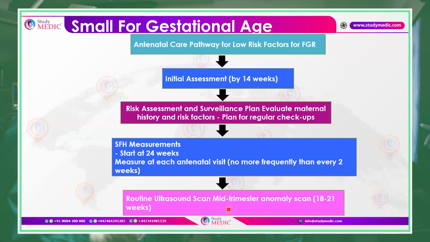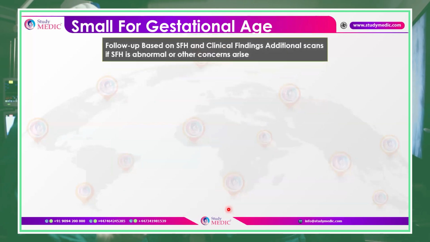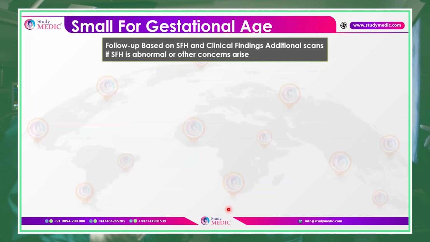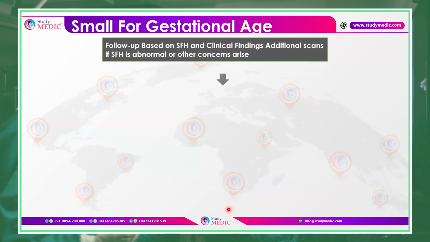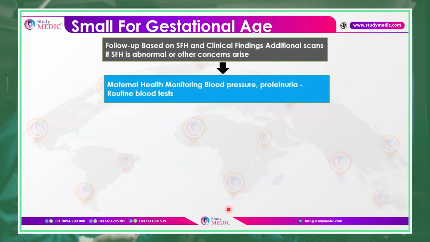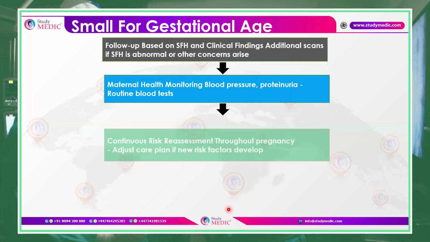Okay, routine mid-pregnancy scan would be carried out at 18 to 21 weeks of gestation. This is the detailed anomaly scan for the structural anomalies as well as for the placental localization. Follow-up would be based on symphysiofundal height, clinical findings, and an additional scan if symphysiofundal height is abnormal or any other concerns are there. Okay, and maternal health monitoring should be carried out for the blood pressure, for the diabetes, for the anemia. So routine blood testing would be carried out.